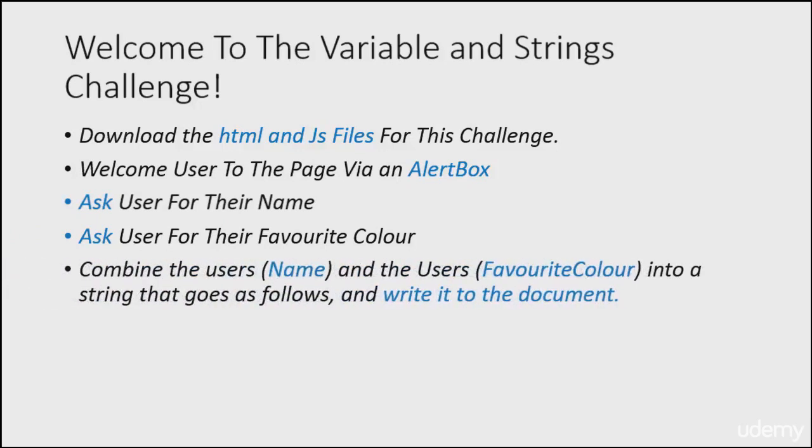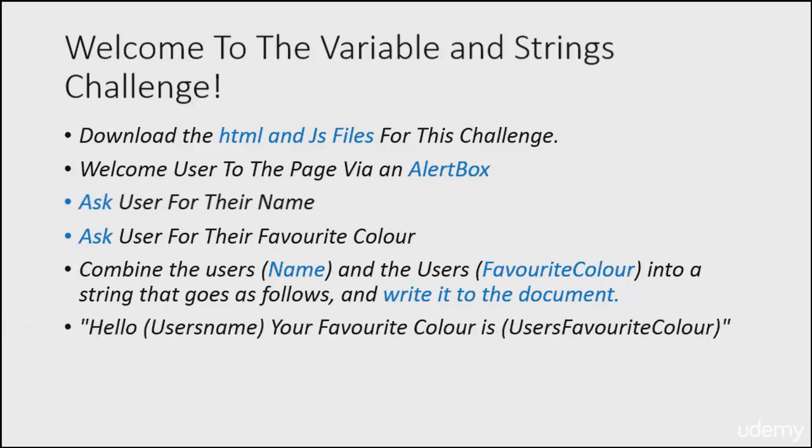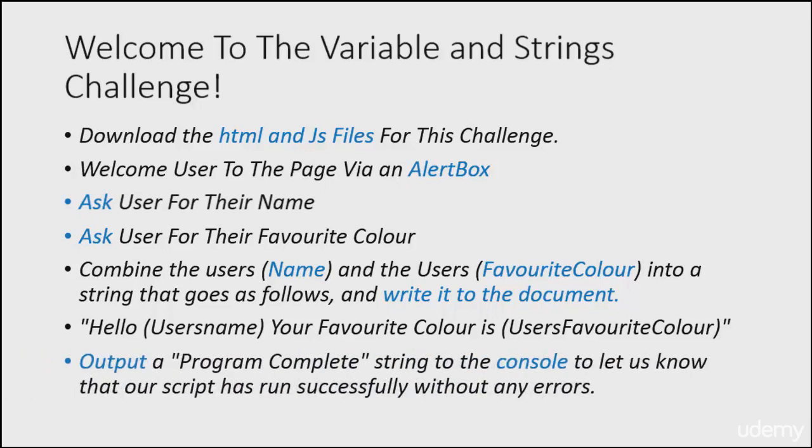Then you're going to combine the user's name and the user's favorite color into a string that goes as follows, and write that string to the document: "Hello, user. Your favorite color is user's favorite color." Finally, output a "program complete" string to the console to let us know that your script has run successfully without any errors. If you think you can handle this on your own, try and give it a go.